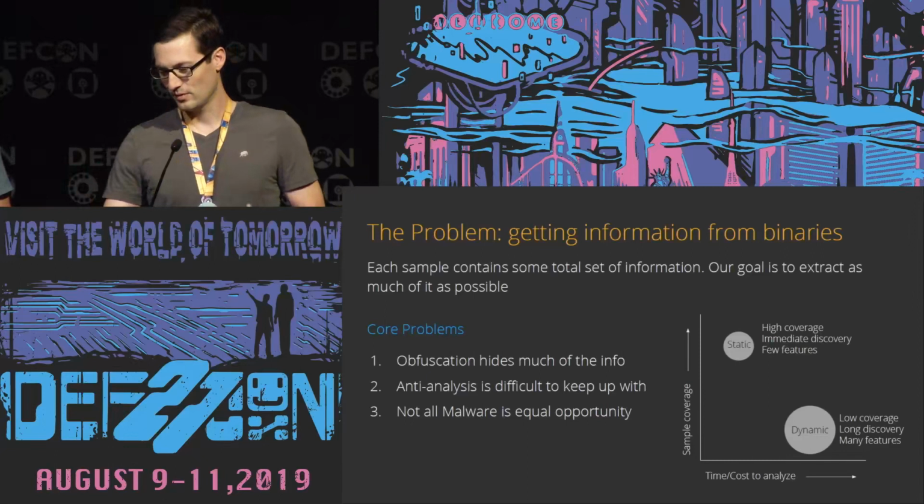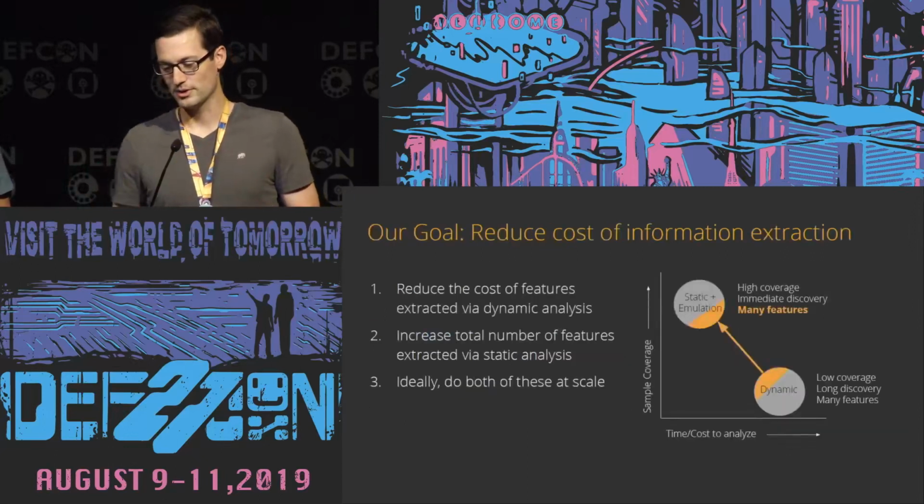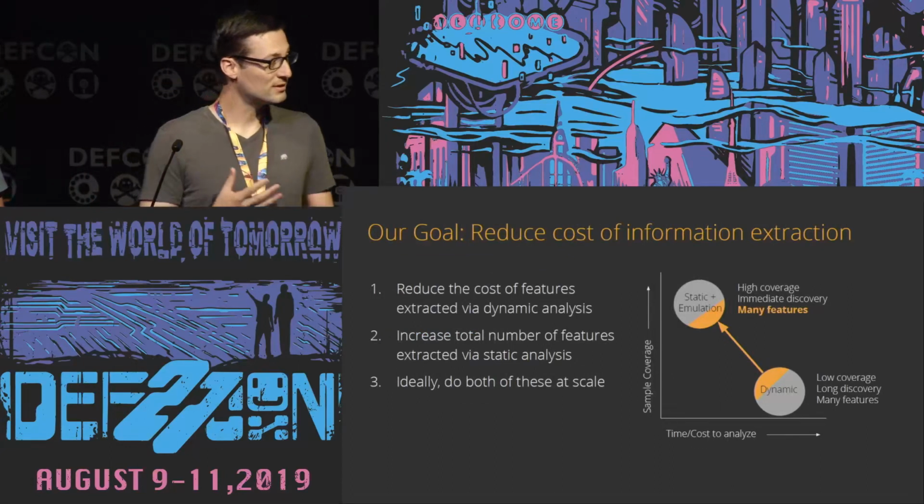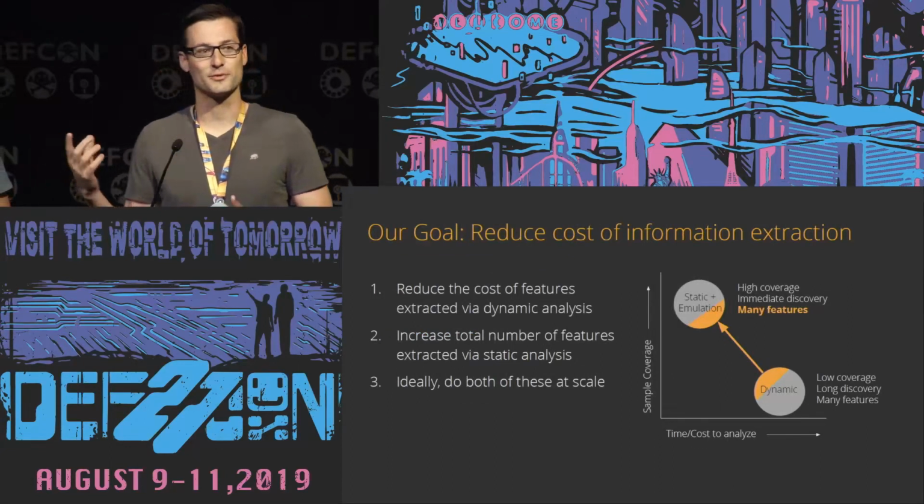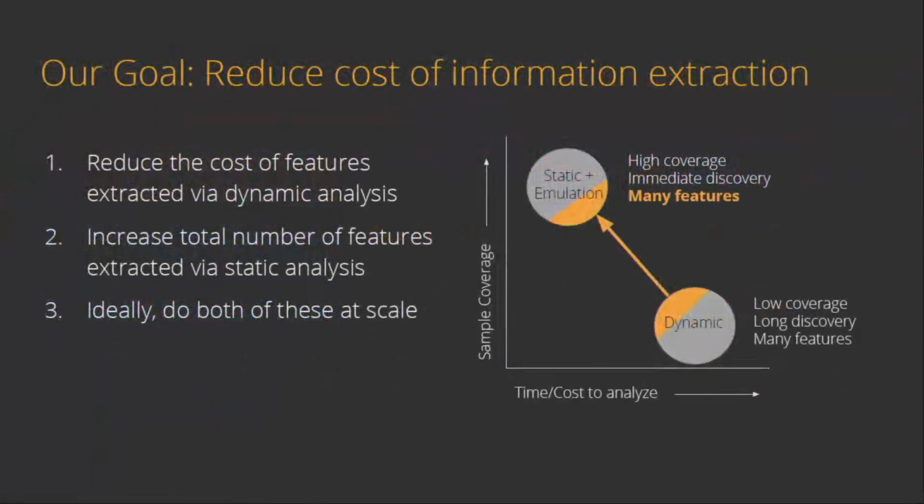With those three problems in mind, we have three goals. First, we want to reduce the cost. We want to take the static analysis features that we lost due to obfuscation, remove those from the dynamic domain, and bring them back into the static analysis domain. That's the key one. We want to bring back parity of static analysis, or at least the cost associated with that.